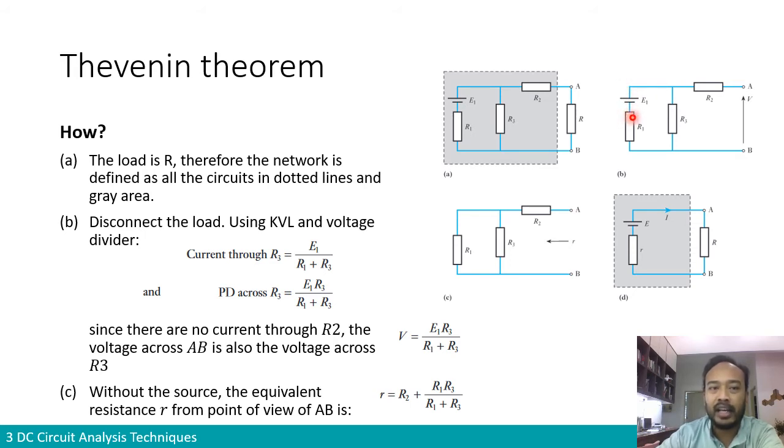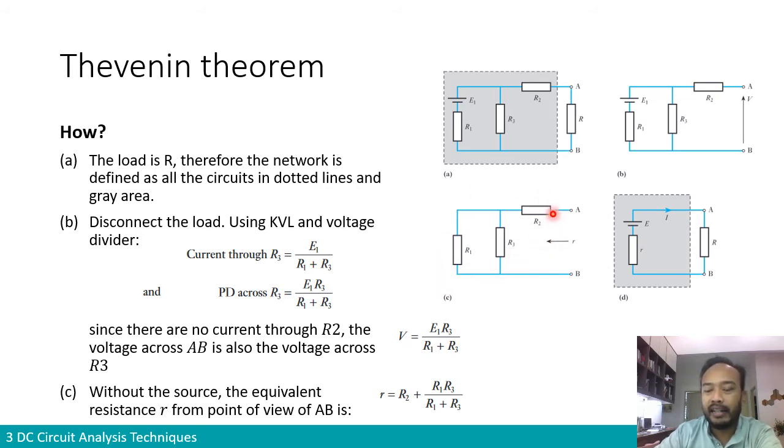It's just like what we have seen in superposition just now. If we have no voltage at all at E1, no EMF, it means 0, therefore we have a short circuit. So now we have a short circuit like this. From the point of view of terminal AB, we want to calculate the equivalent resistor inside the network. So we want to find the equivalent resistor of this network over here.